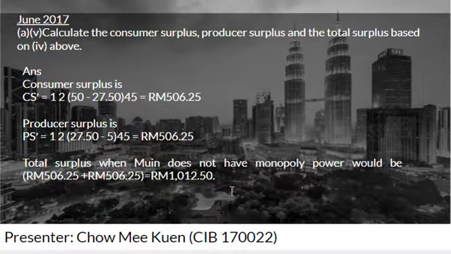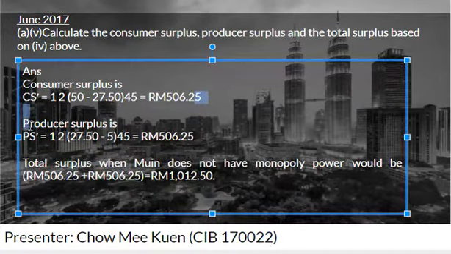So move on. Calculate the consumer surplus, producer surplus, and the total surplus based on the fourth Roman above. So we just calculate, like just now, the areas under the graph. So we can find that consumer surplus is 506 ringgit 25 cents, and producer surplus is also 506 ringgit 25 cents, and for the total surplus, we can just add the consumer surplus and the producer surplus, and we can find that the total is 1012 ringgit and 50 cents.